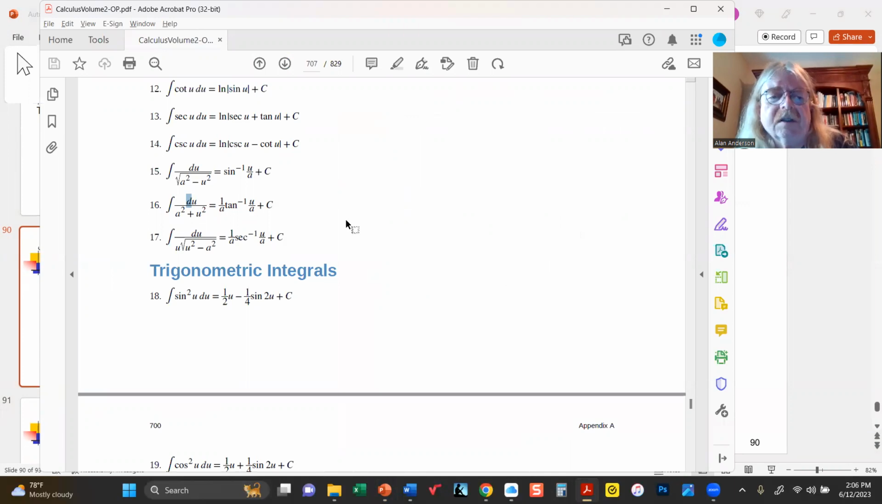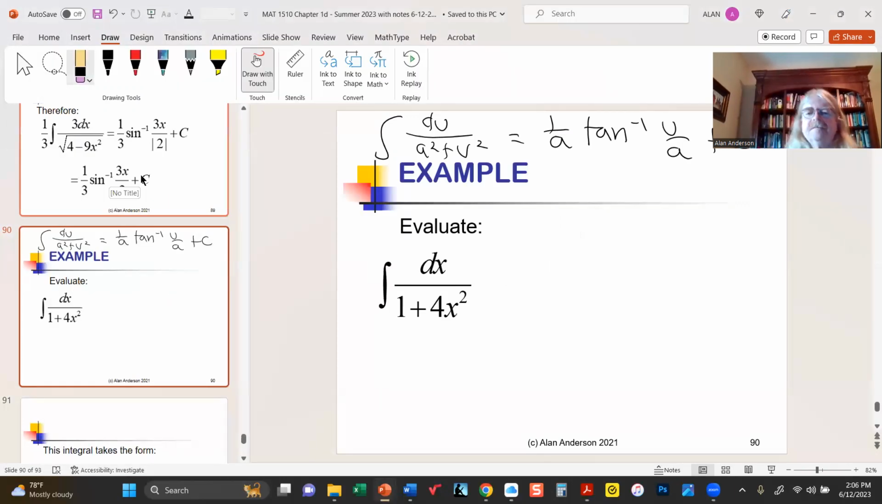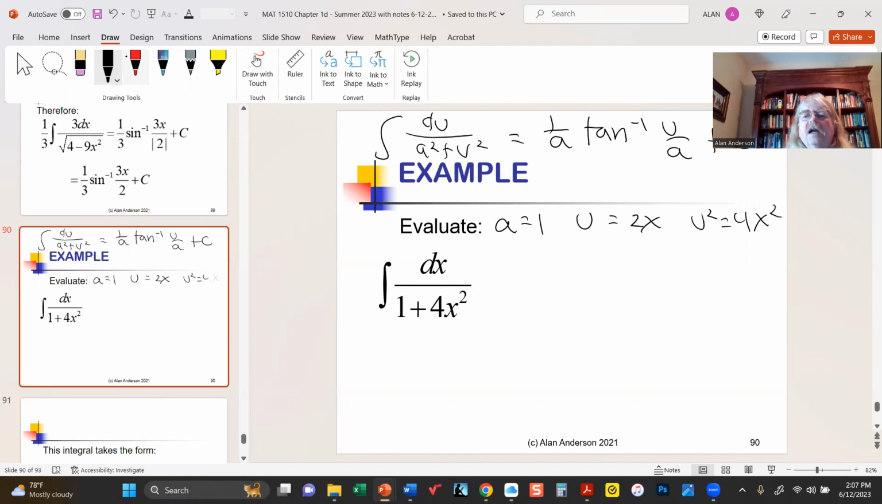If not, I have to try something different. But of course, if so, you might as well take advantage of it. So here then, it should be clear that a is 1. A is the constant. U is the variable. That's going to be 2x because u squared then is 4x squared. And then furthermore, du dx is 2, so that du is 2 dx.